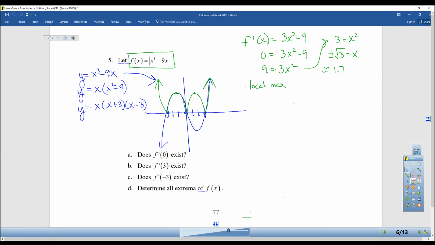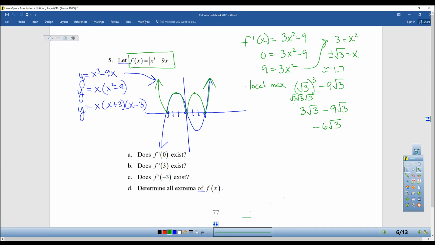So remember that the maximum is always the y value. So square root of 3 to the third minus 9 square roots of 3. This looks a little hard to do, but it's really not, because the square root of 3 times the square root of 3 times the square root of 3. These two becomes 3 square roots of 3, and then minus 9 square roots of 3 is -6 square roots of 3.